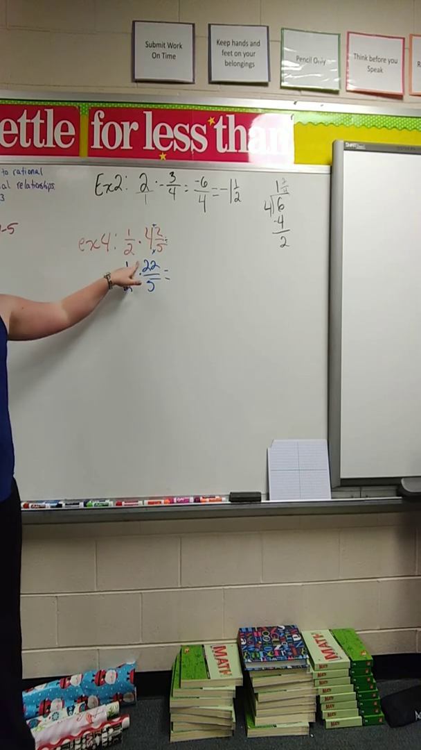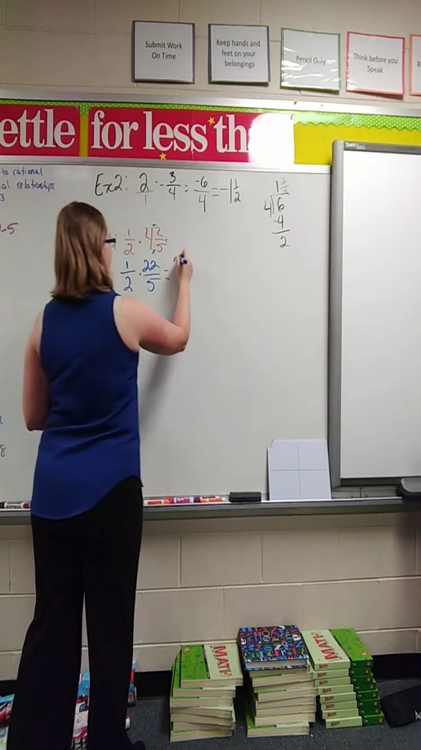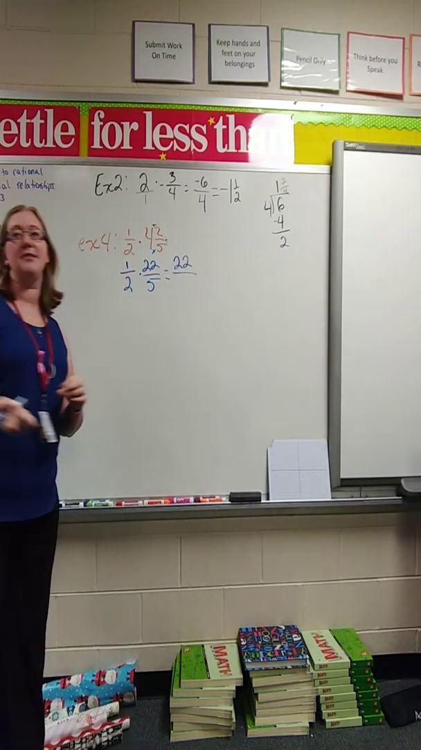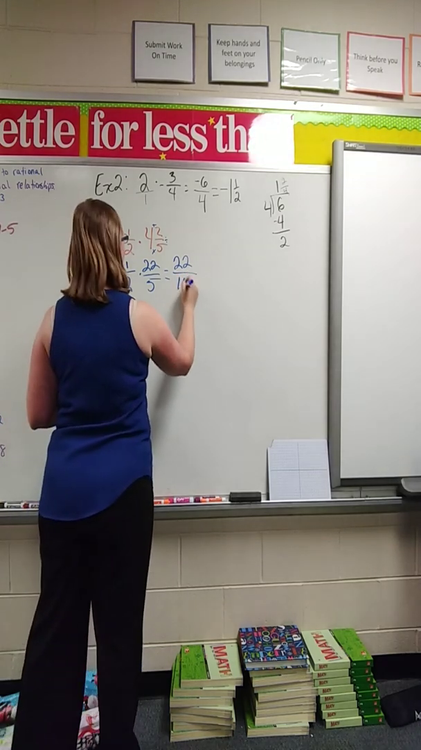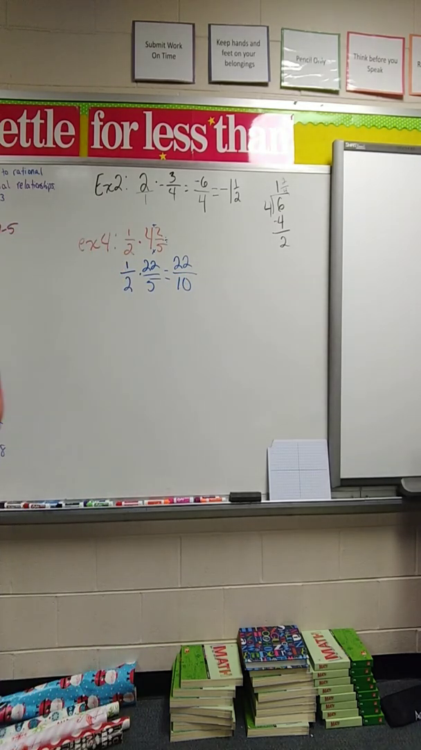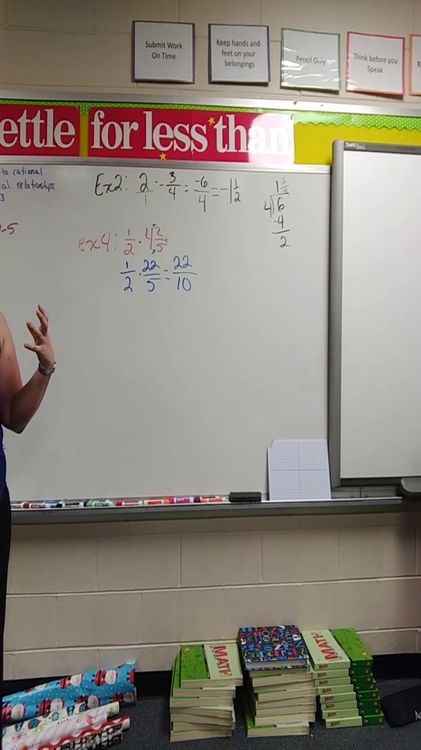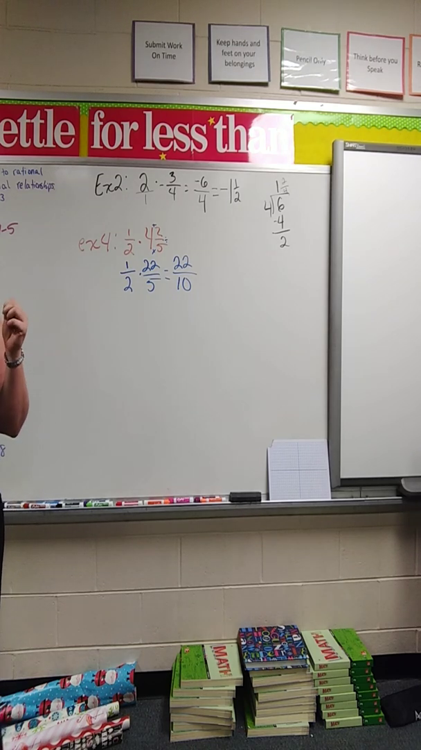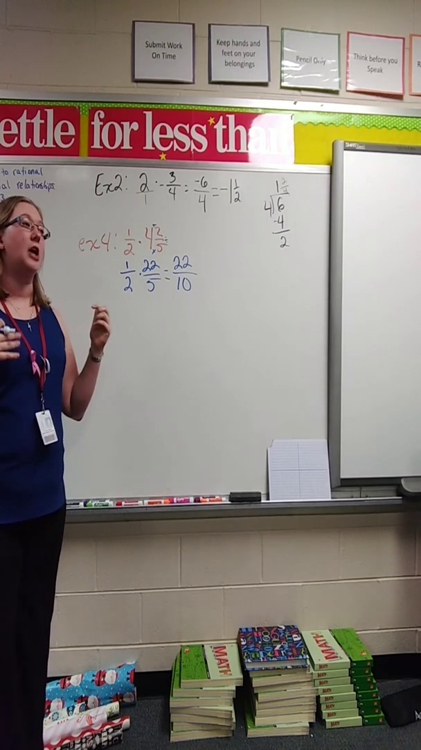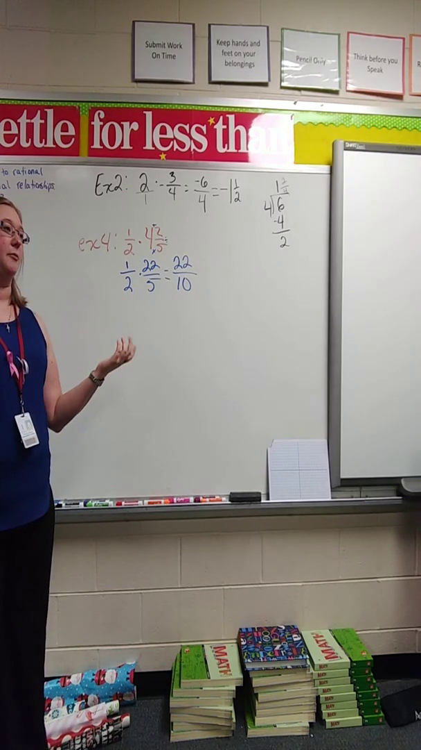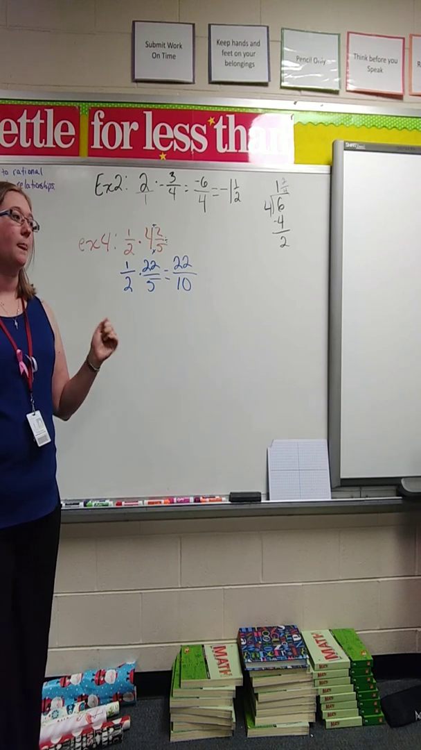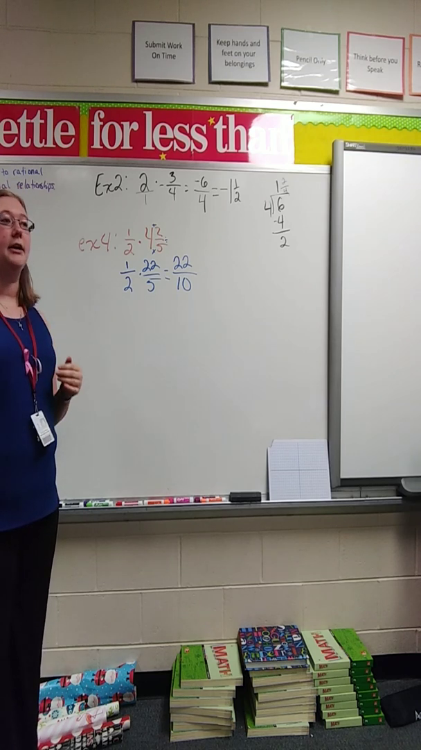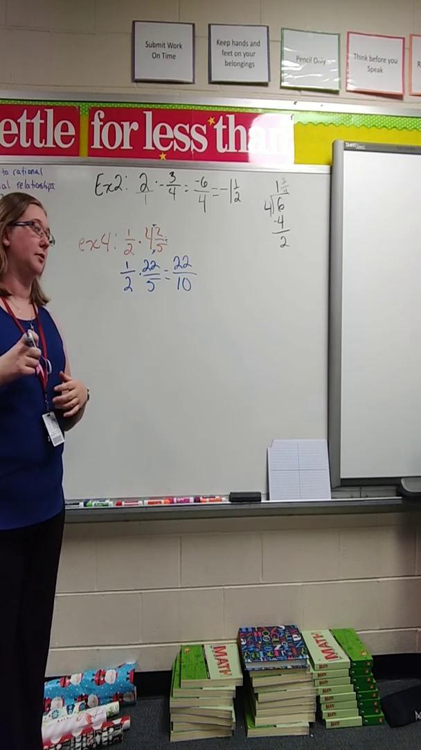What is 1 times 22? 22. What is 2 times 5? 10. Did I need a negative sign anywhere in this problem? No. If we don't start with the negative, we don't just add one because we want to. Just like we can't eliminate a negative, we can't add a negative.